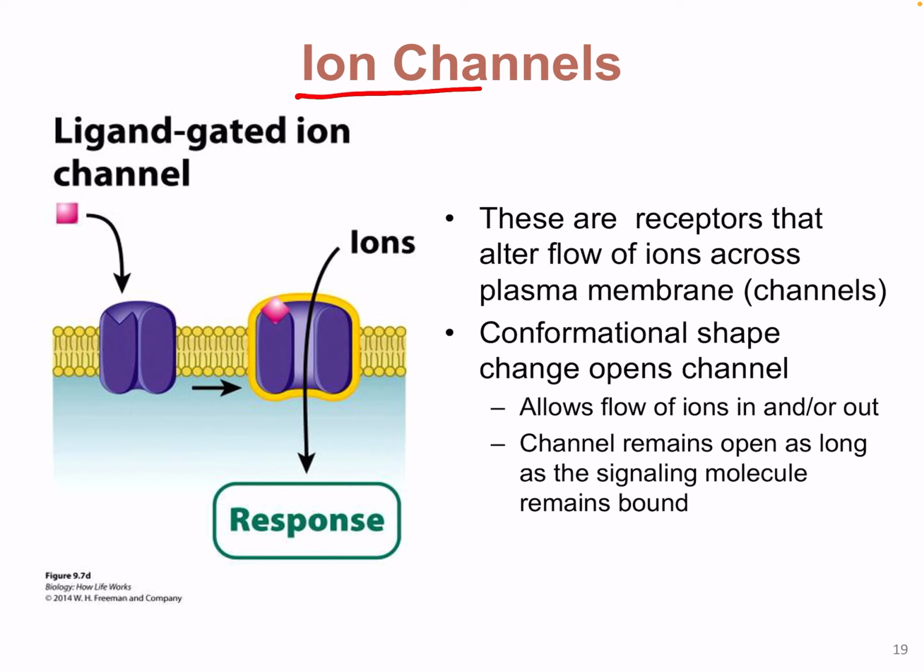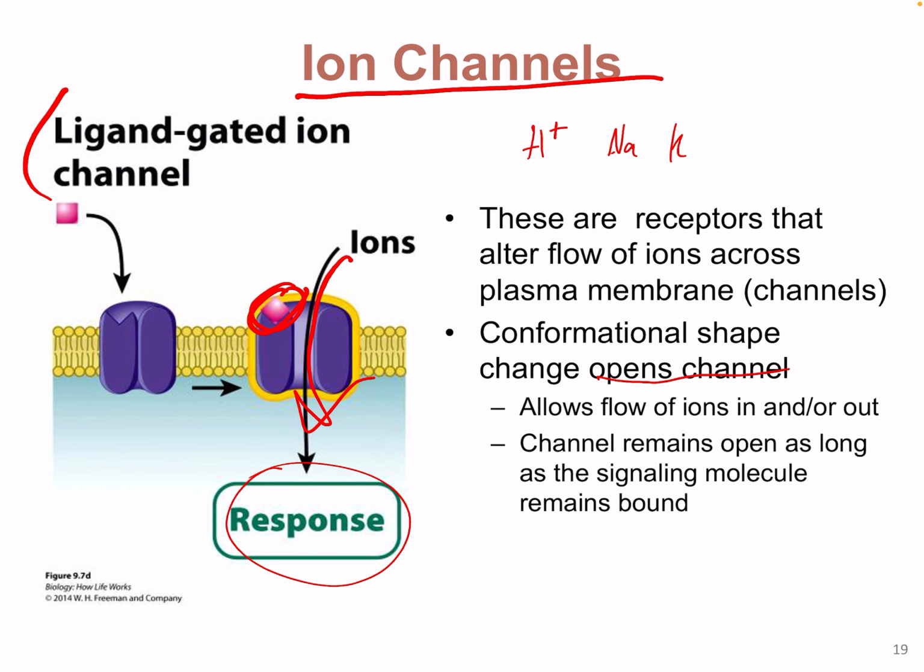Now moving on to ion channels. Here we have a picture of a ligand-gated ion channel. These are receptors that alter the flow of ions across plasma membranes. A lot of them, you'll see, involve hydrogen ions, or sodium and potassium. These are very common. When the ligand binds, there's a conformational shape change which opens the channel. This allows ions to flow in or out, and the channel remains open as long as the signaling molecule is bound. Ions move through, usually causing a response, for example, an action potential in the nervous system.